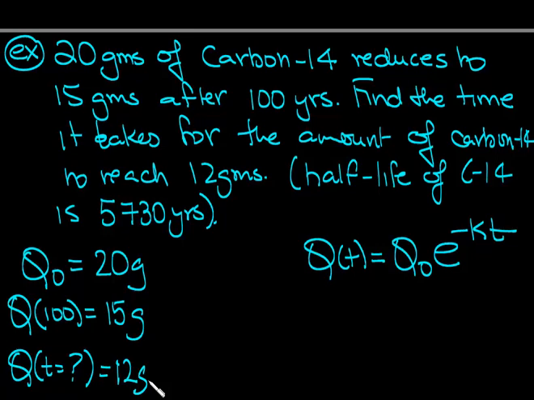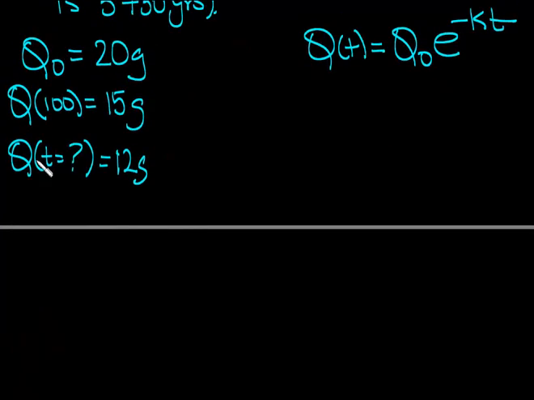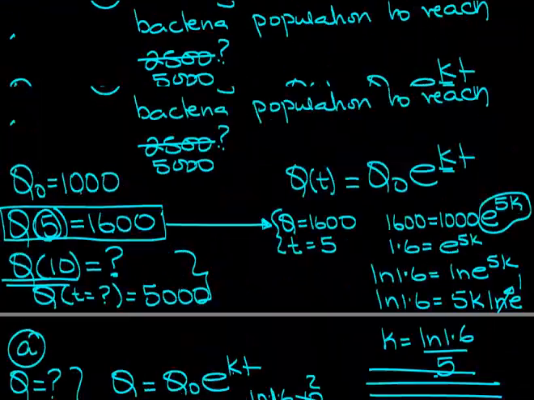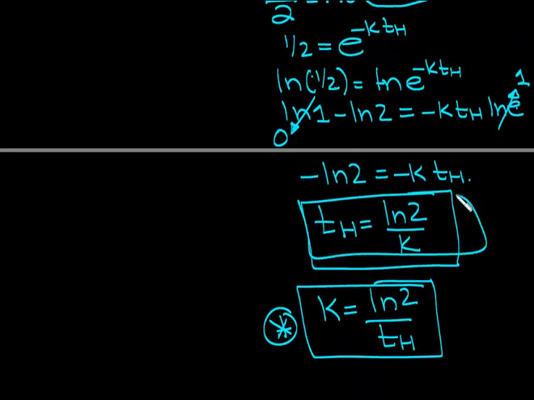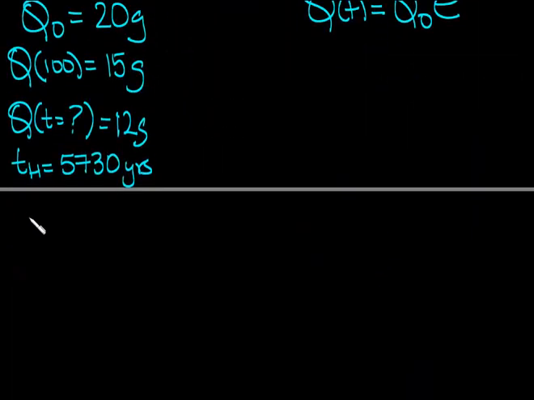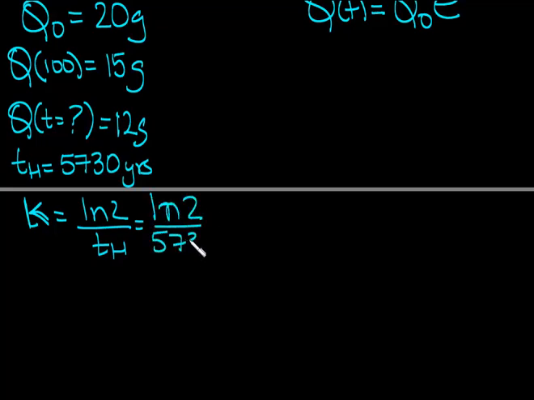Now they've told us that the half-life of carbon-14 is 5,730 years. That's important because earlier I gave you the formula for half-life. If the half-life is this, then what is k? k is ln of 2 over the half-life. So in this case, we don't even have to go through any work to find k. We already know k. It will be ln of 2 over 5,730. So we know k.